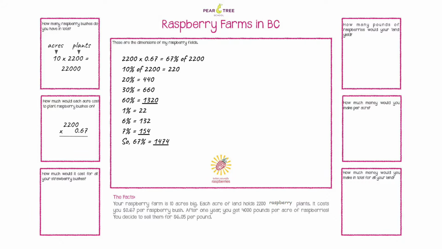Then you can work out 20%, because that's double that number. 30% would be the 10% plus the 20%. So you've got 660. 60% is double that. So now you've got 1320. So that gives us 60%.